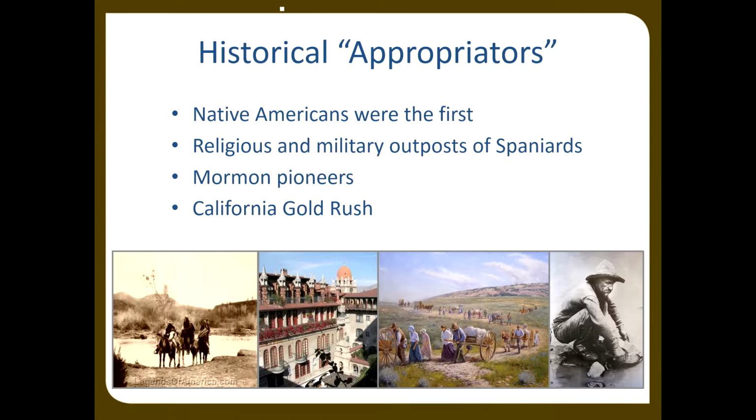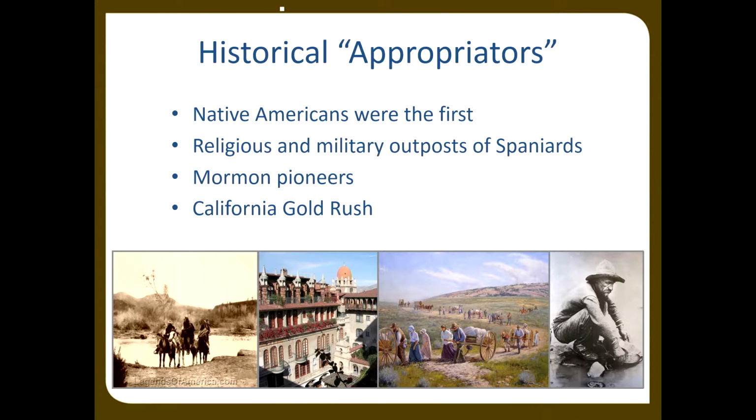Okay, so the historical appropriators here in the West were the Native Americans. They were the first that would dig ditches and use and divert the water, and so in other words, they appropriated the water here in the arid Southwest. Following them were the religious and military outposts of the Spaniards, and they would sometimes use those same ditches that the Native Americans used to bring water to their outposts and to fulfill their needs.